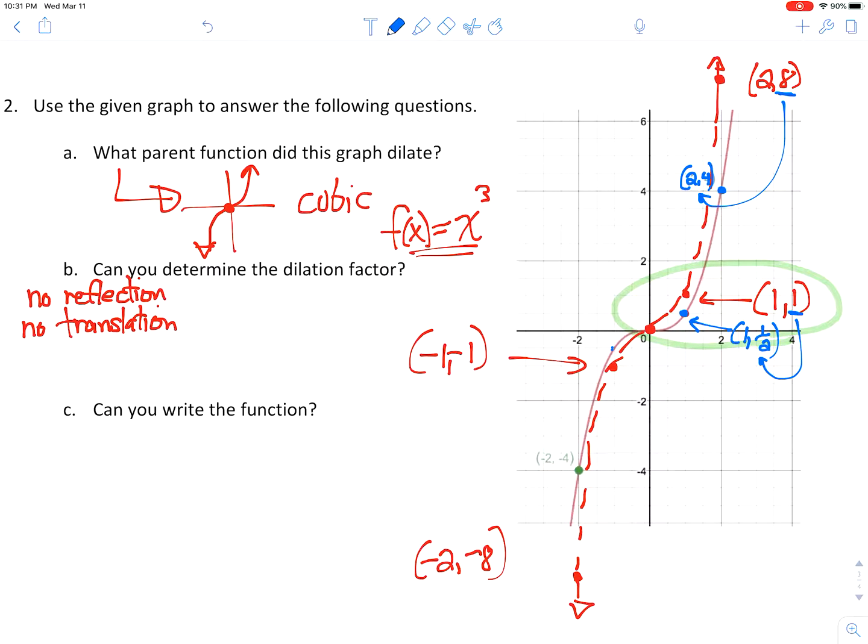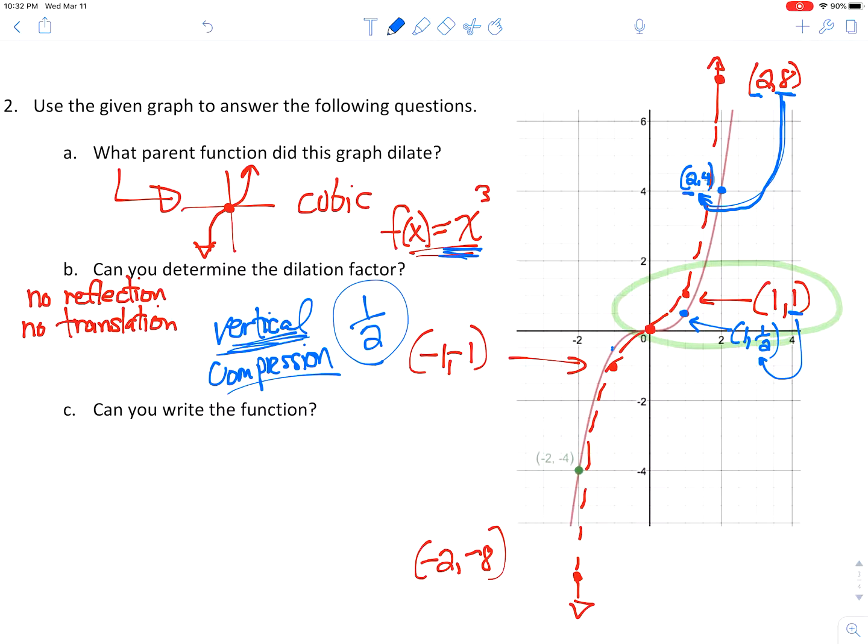This dilation factor is a vertical compression. How do I know it's vertical? Well, because the same x-coordinate exists, a 2 and a 2, but the 8, the y-coordinate, has gone down to 4. So it's the y's that are changing. So I know that it's going to have to be something on the outside of this function that changes the y-coordinates only. The dilation factor is 1/2.